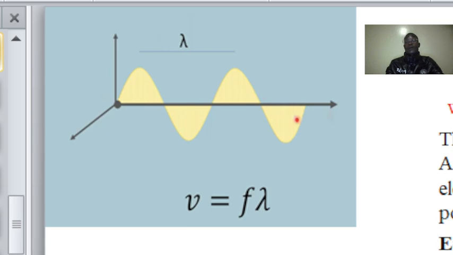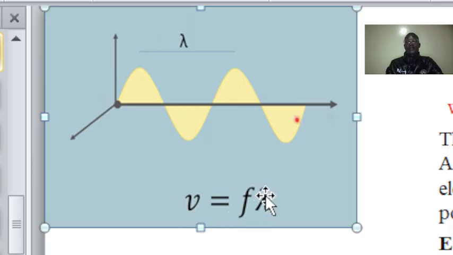Now, when we look at this relation, then clearly it tells you that for us to make the speed constant, we have to manipulate the two, to the extent that if frequency is high, then wavelength has to be low for us to realize a constant speed. Now, if wavelength is high, then frequency has to be low. And when the frequency is low, then we are going to suffer the problem of low energy.